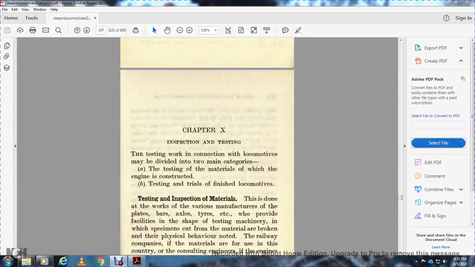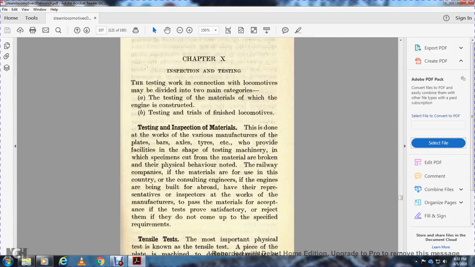Chapter 10, Inspection Testing. The testing of the working connection of the locomotive may be divided into two main categories: the testing of the materials from which the engine is constructed, and the testing of the trial function of the locomotive. Testing and inspection of material is done with the outlet to work with the various manufacturers of the plates and bars of the axles, tires, etc., to provide them with the facilities to shape the testing machinery within which the specimen and outcome of the material are broken. The physical behavior is noted by the railway companies.